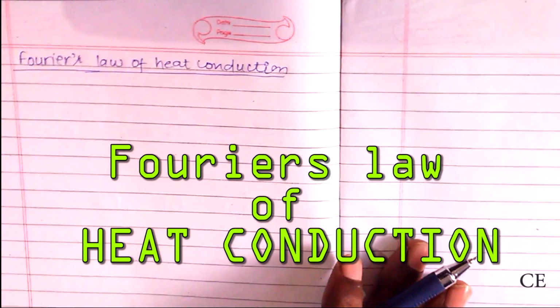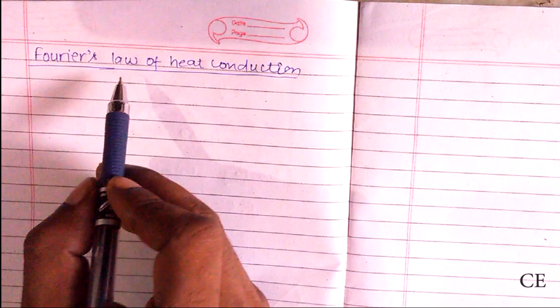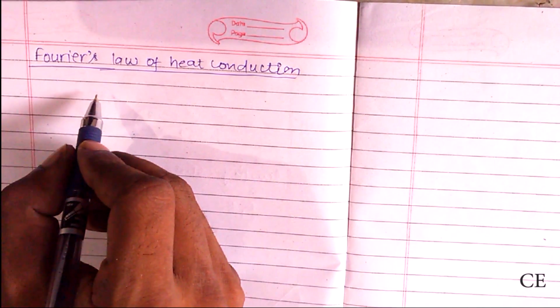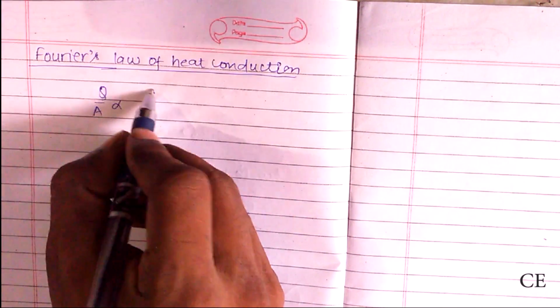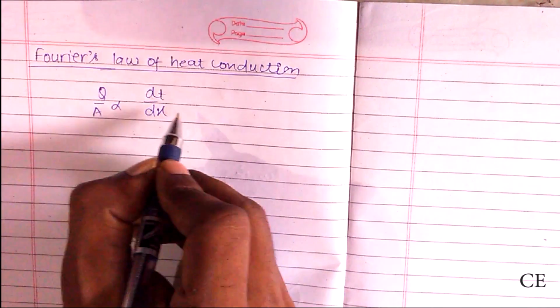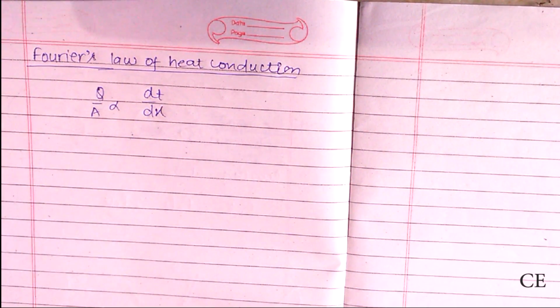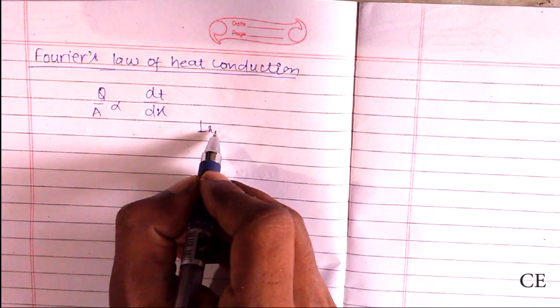Hello friends, so today in this video we are going to talk about Fourier's law of heat conduction. Basically, it is the study of heat transfer by conduction. It is given by the equation Q by A proportional to dT over dx. It is defined as heat transfer per unit area is directly proportional to the temperature gradient. The area is always perpendicular to the surface.